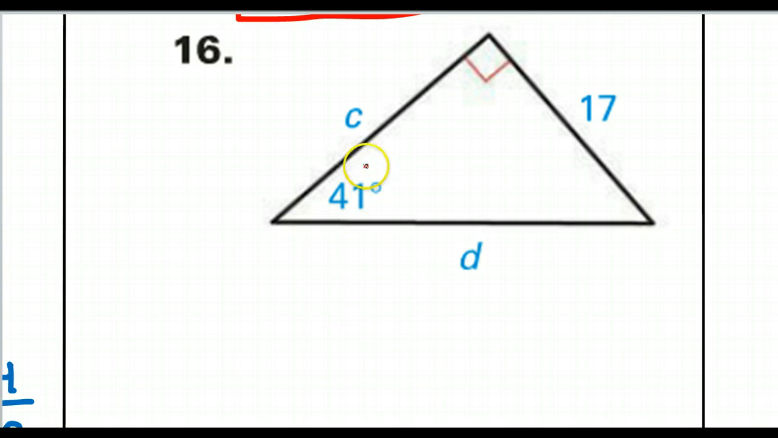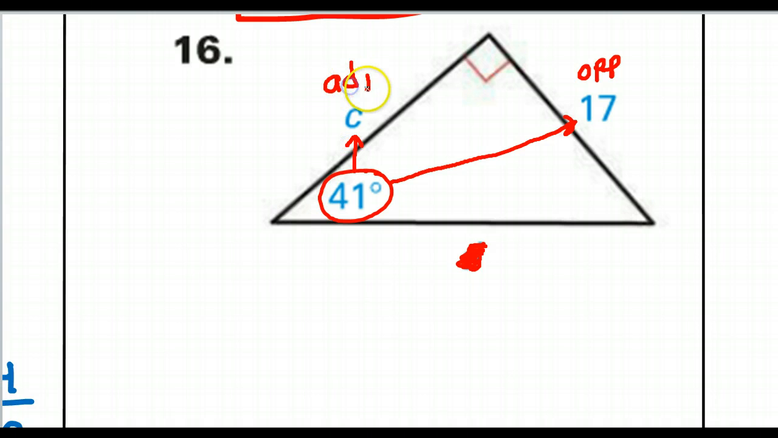Alright, looking at number 16. We've got the 41-degree angle. See C and D. I'm going to find C first, so I'm just going to scribble out D so it doesn't distract me. So this is what I have. First of all, this was the hypotenuse down here, so forget about that. That means C and 17 are opposite and adjacent legs. The 17 is far, so that's my opposite, and the C is near, so that is my adjacent leg. Alright, because this is the hypotenuse.